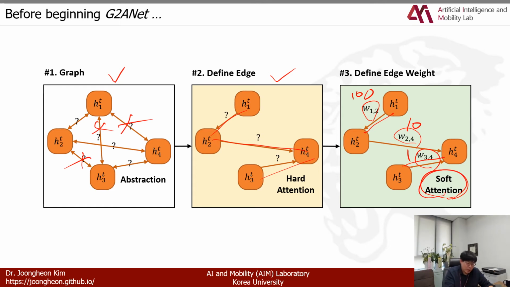So let me note that in order to make a relationship with the edge for the first time, we need hard attention. Okay. So briefly, in summary, we have a graph among the given agents, and then we apply hard attention at first, and then we can define the graph there, and then based on that we apply soft attention again in order to set the weight values on top of the edges. That's the main procedure of G2ANet.